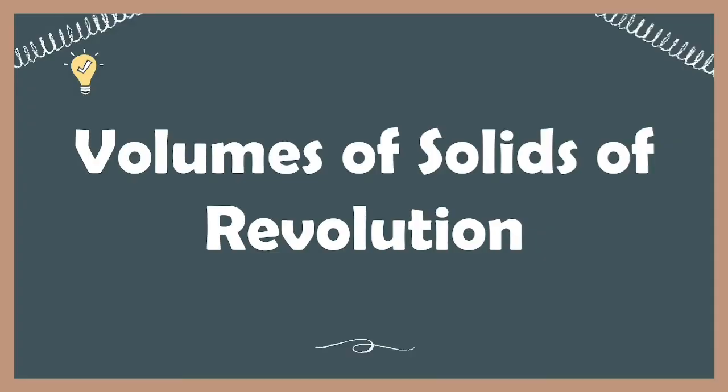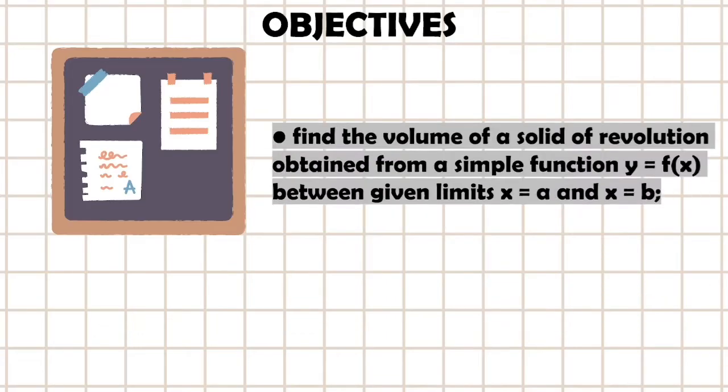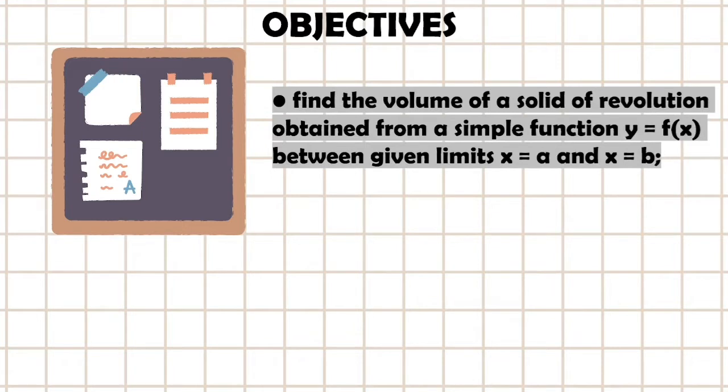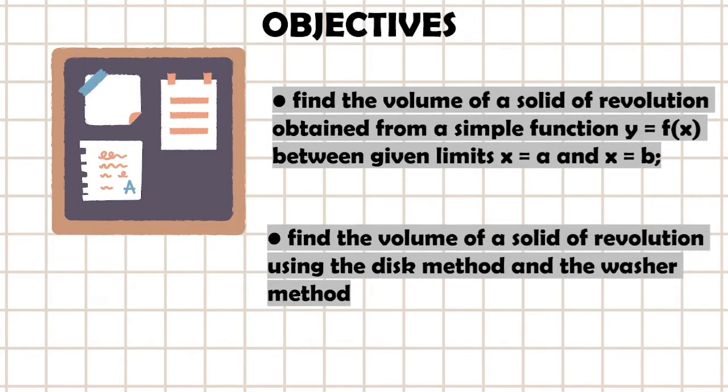Now we have volumes of solids of revolution. You are tasked to find the volume of a solid of revolution obtained from a simple function y equal to f of x between the given limits x equal to a and x equal to b. Also, you are tasked to find the volume of a solid of revolution using the disk method and the washer method, and we will find out what those are.